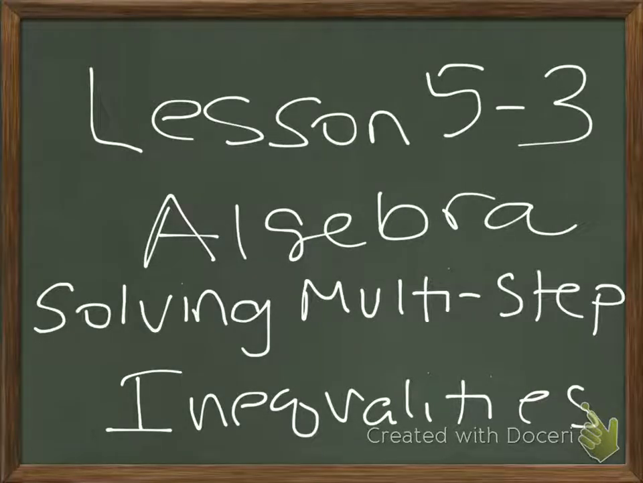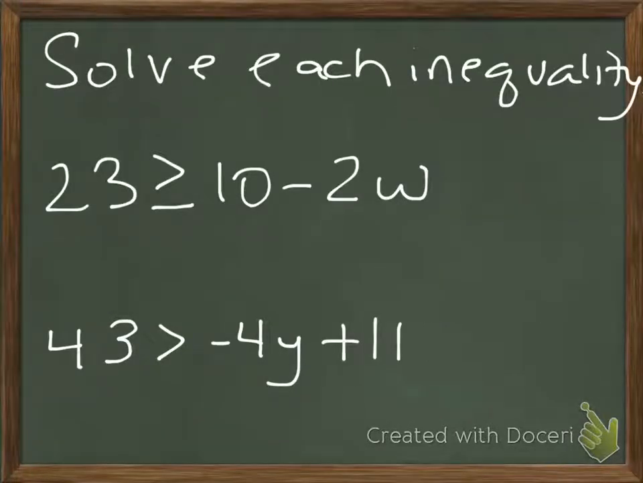Today we're doing lesson 5.3 for algebra on solving multi-step inequalities. Just like when you're solving equations, we're going to try to isolate or get the variable by itself. With inequalities though, you want to keep in mind if you are multiplying or dividing by a negative number at any point during the solving process that you flip the symbol. So if it's a greater than symbol to begin with, you flip it to a less than symbol whenever that happens. So, first thing we're going to do is solve each of these inequalities.